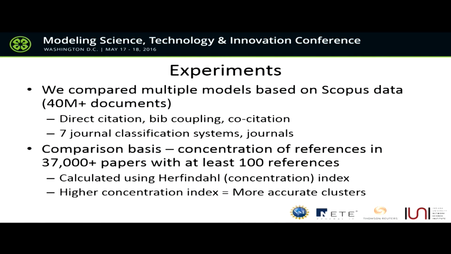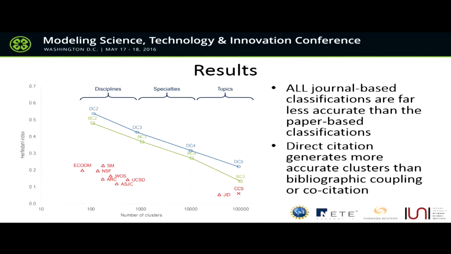So what we did is we went and did an experiment. We wanted to compare all of these different ways to generate classification systems of science. So we compared 7 different journal classification systems, journals themselves, and direct citation, co-citation, and bibliographic coupling at the paper level. And we compared them using concentration indices based on papers with at least 100 references. Somebody writes a paper with 100 references. Typically, it focuses on a topic and puts that in the context of other topics at the same time. And so what we want to do is see which of these categorizations best represent the way authors are classifying their own papers. Here are the results.